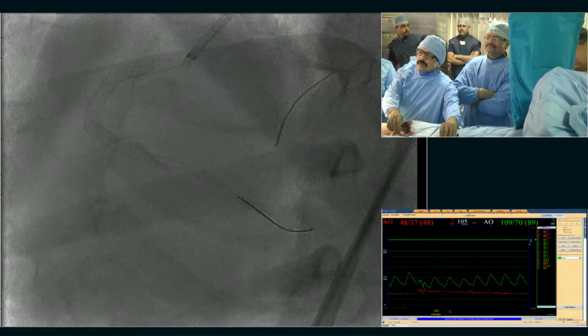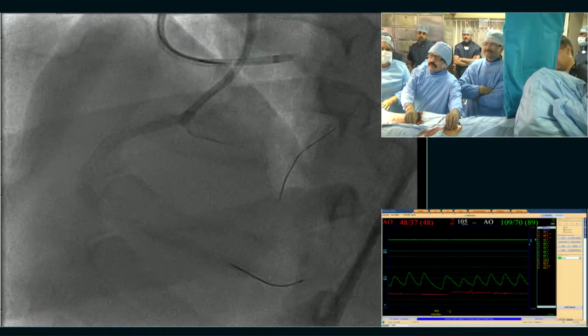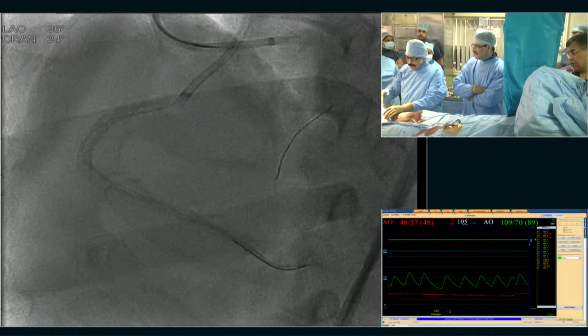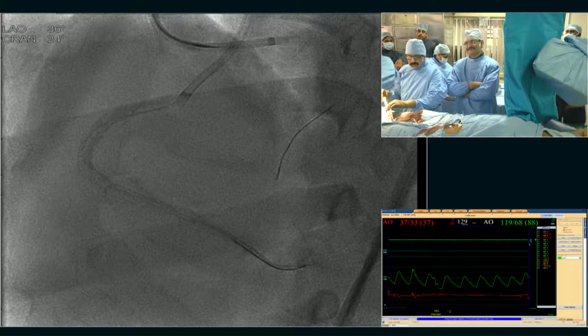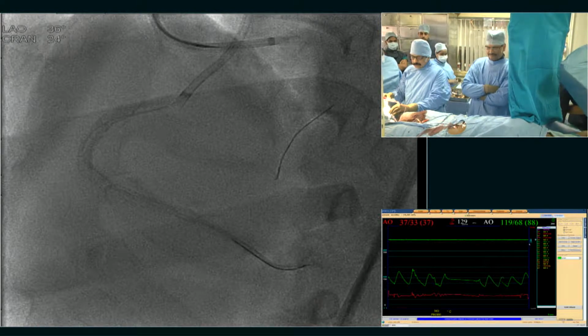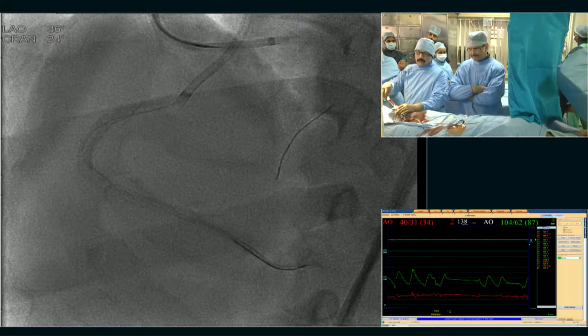Okay, so which double lumen microcatheter will you use now? We are using Crusade only. Sasuke is also available, but right in the lab we are using Crusade. Okay.